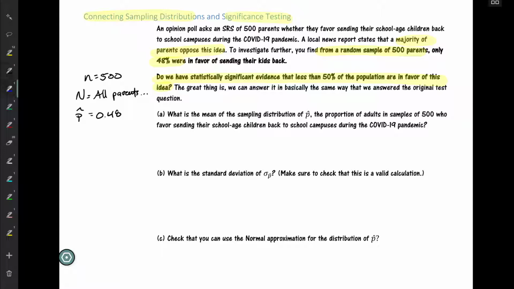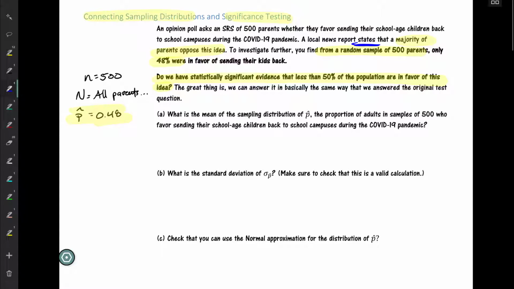Now, here is this important part here. There's a statement that's been made. What is that statement actually telling us? That a majority of the parents oppose this idea. Less than 50% will support it then. So do we have some evidence to suggest that less than 50% support this idea? Yes, we do have some evidence, but the question is, how convincing is that evidence? Well, that's how we're going to answer this question. And it starts by looking at the characteristics of the sampling distribution of p hat. So let's do that.